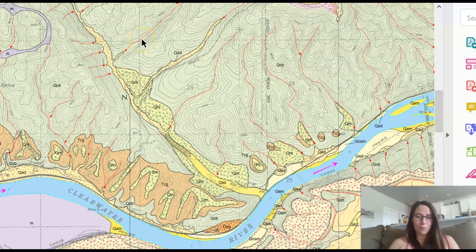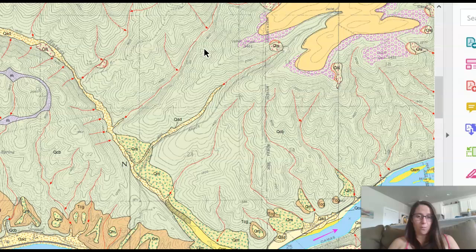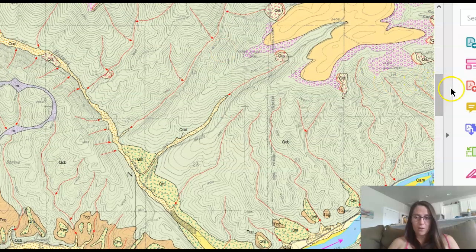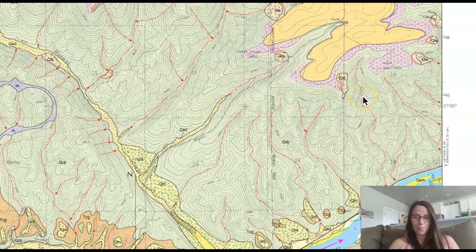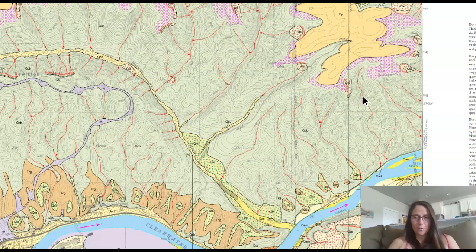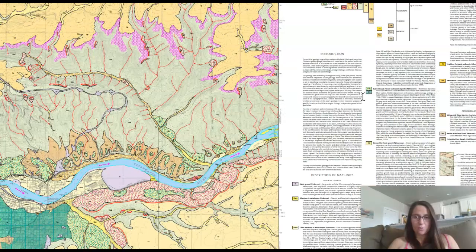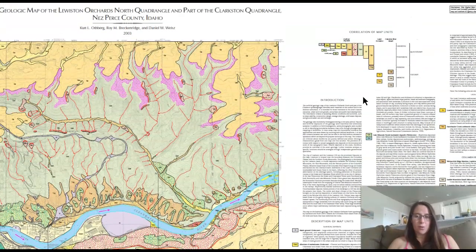So if you know how to read topographic maps, you may already know just from what you're seeing right now what these arrows might mean. But if you don't, you might be a little bit more confused. So most maps have a legend of some sort. So legends tend to be on the right side of the map or on the bottom side of the map or something along those lines. So in this case, there's a huge legend to the right side of the map.